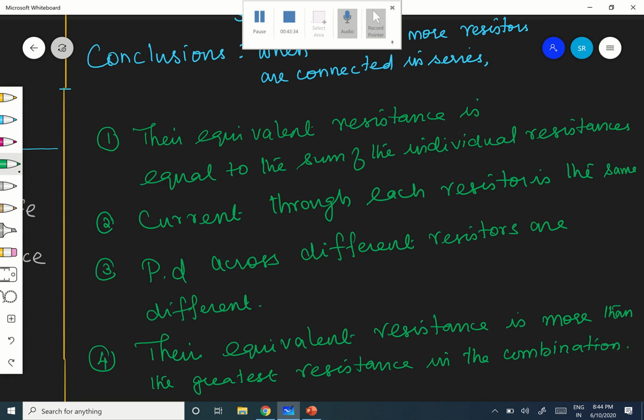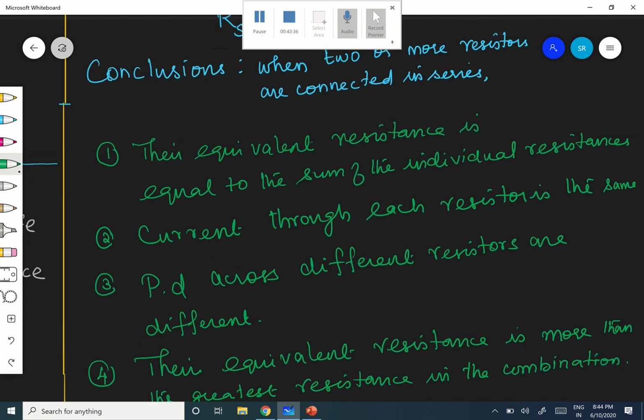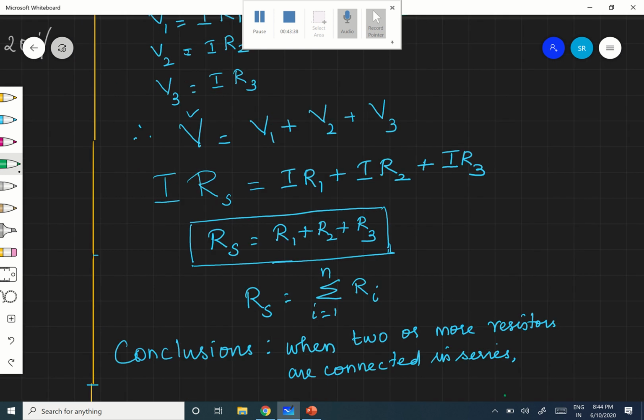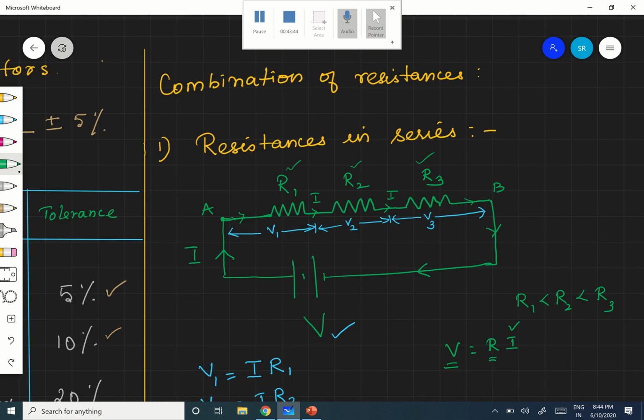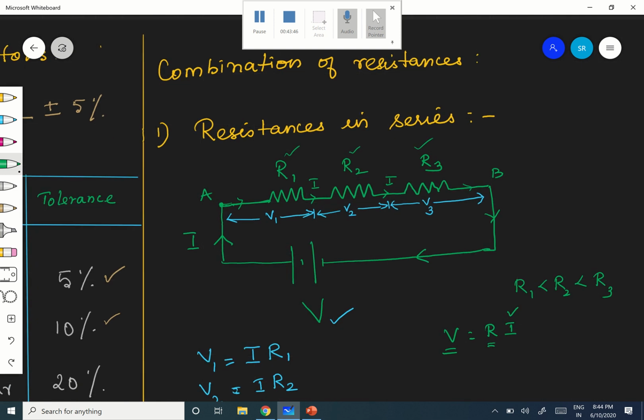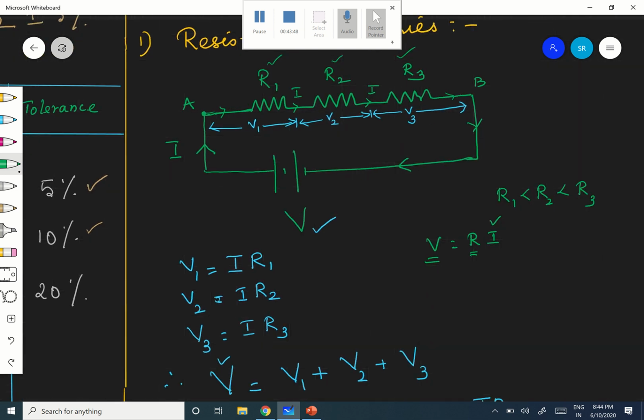Just recall. Therefore, the equivalent resistance is equal to the sum of the individual resistances, first one. Current through each resistor is the same. Then potential difference across different resistors are different, and their equivalent resistance is more than the largest resistance in the combination. What do you mean by that? That only I want to give you.